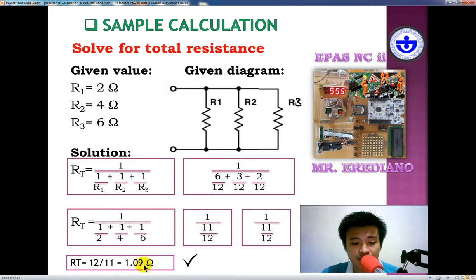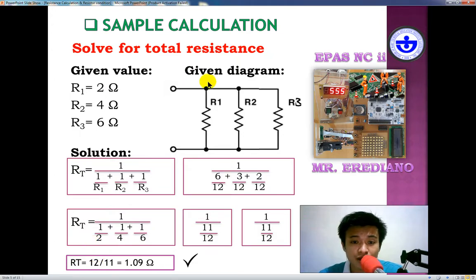1.09. We rounded off this answer to two decimal places so that we have a uniform answer. For this example, our total resistance value is 1.09 ohms. Now, based on our previous description of the total resistance in parallel connection, it says that the total resistance in parallel connection is lesser than the smallest value in the circuit.